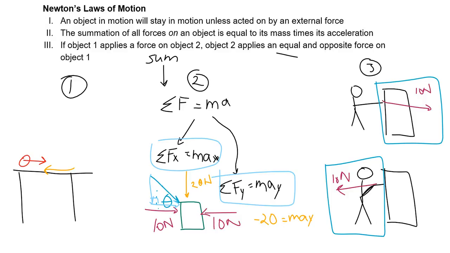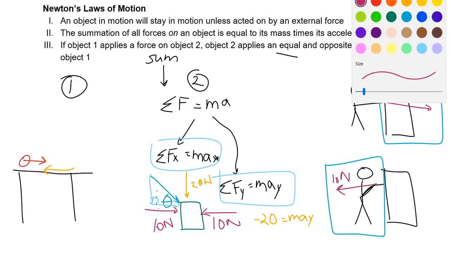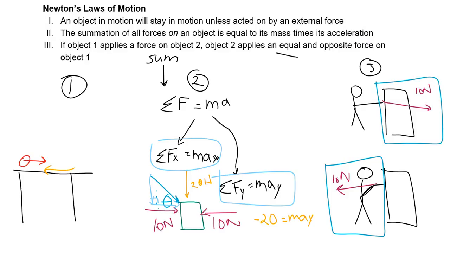To quickly talk about what a newton is, knowing that force is mass times acceleration, a newton can be written as the unit of mass, which is kilograms, times acceleration, which is meters per second squared. So the newton is just the unit we use to talk about forces.